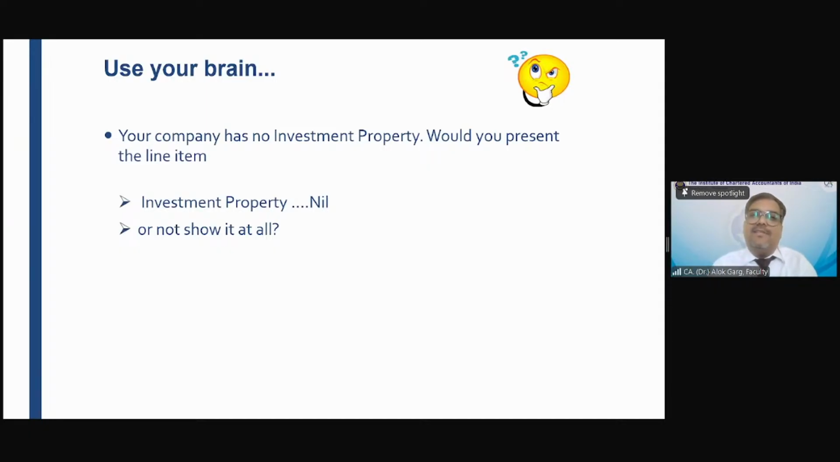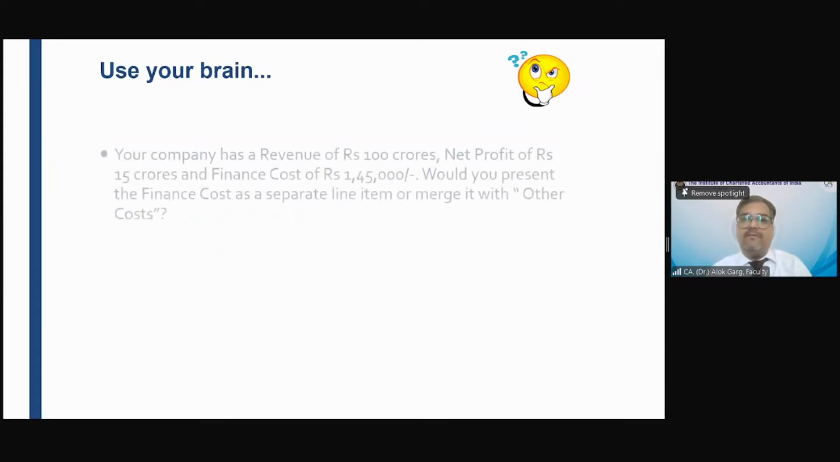Yes. So in the balance sheet, as I told you, there are minimum line items which are given. Your company has no investment property. Would you present the line item as investment property nil? No. When we talk about the minimum line item, it means if that amount is there on those line items, either in the current year or in the comparative year, then it is required to be presented on the face, otherwise not. Face of balance sheet, P&L, whatever.